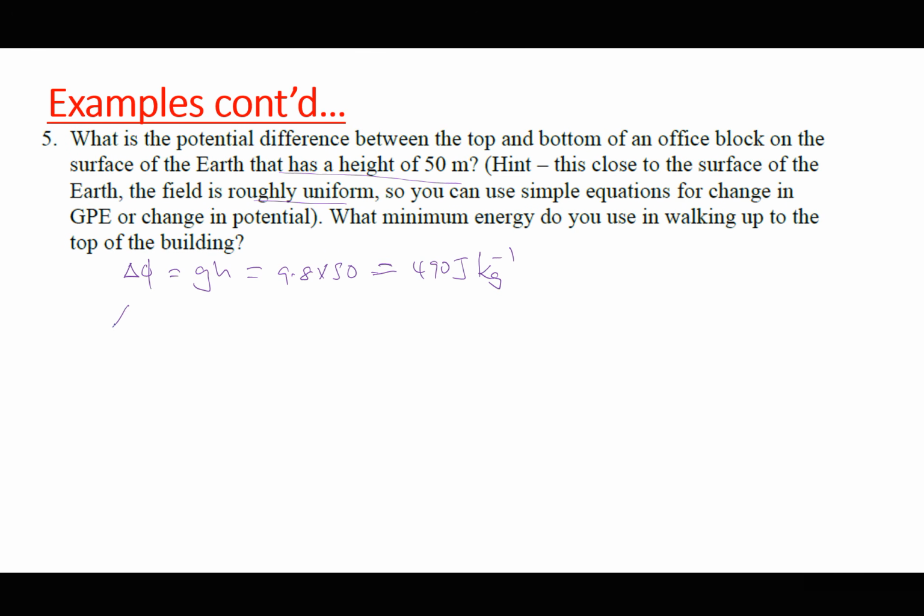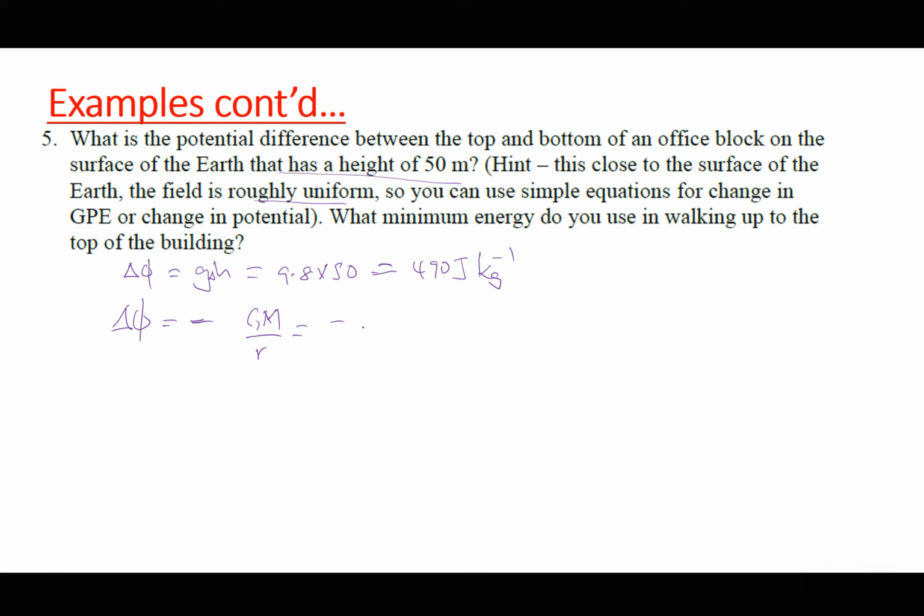Maybe you may want to use this expression here. Delta phi is equal to negative G capital M over r. Now this will be negative. By the way, this was change in height, so I will say delta h. So I'm now looking at a height of 50 meters.